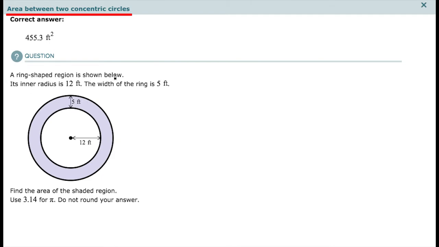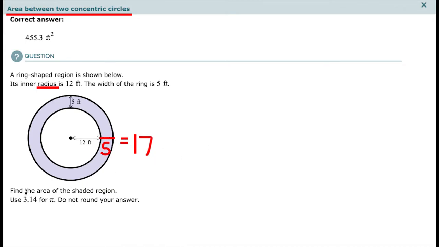So a ring-shaped region is shown below. The inner radius, remember radius is half of the circle, is 12 feet. You see that right here. So this is 12 feet. The width of the ring is 5 feet. So if it's 5 here, it's still 5 here. If this is 5, then this whole thing, 12 plus 5, is 17, right? So this width is 12, and the radius of the larger circle is actually 17.